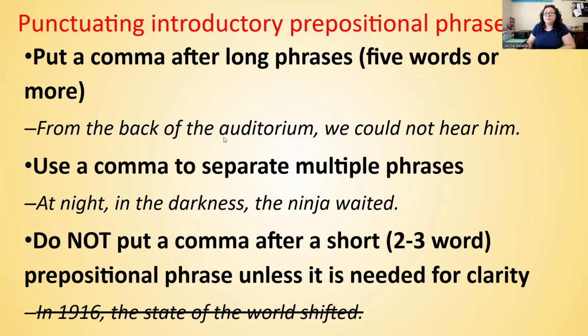The second thing you need to know about prepositional phrases is that you use commas to separate multiple phrases. So here we have one with 2 prepositional phrases at the beginning. Our sentence reads, at night, in the darkness, the ninja waited. So at night answers when? At night. Where is answered with in the darkness. And notice we have 2 prepositions there. We have at and we have in. And of course, we have our complete sentence here at the end, the ninja waited.